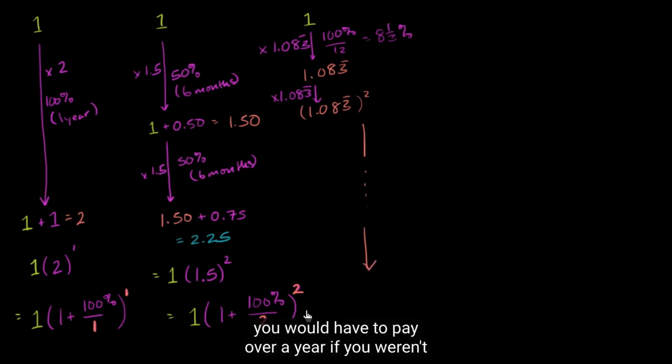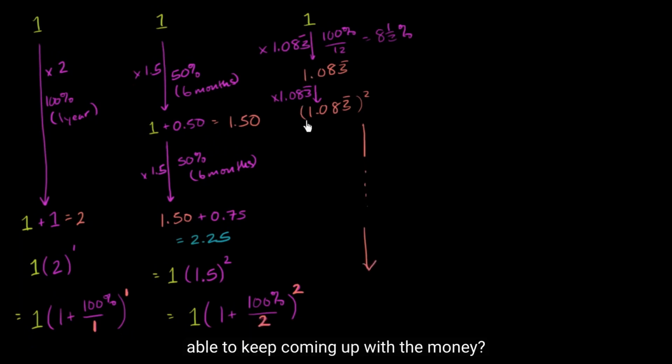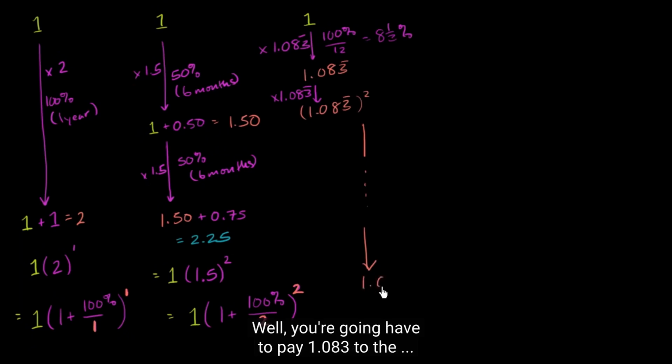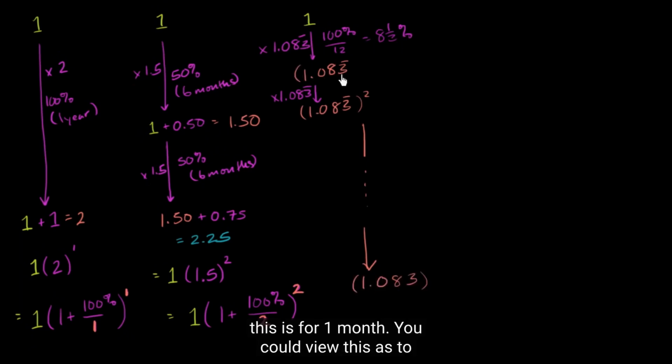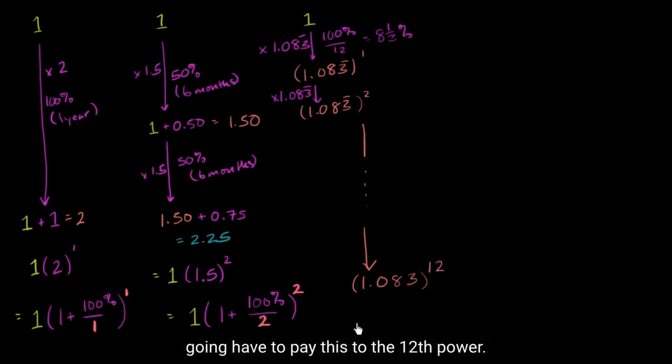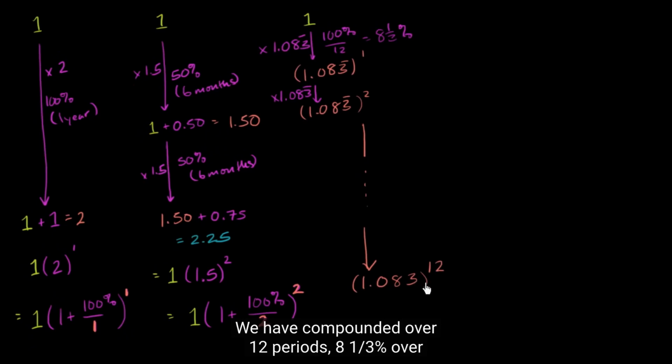So what's the total interest you would have to pay over a year if you weren't able to keep coming up with the money, if you had to keep reborrowing and I kept compounding that interest? Well, you're going to have to pay 1.083 to the, well, this is for 1 month, so you could view this as to the first power. This is for 2 months, so you're going to have to pay this to the 12th power. We have compounded over 12 periods, 8 1/3% over 12 periods.